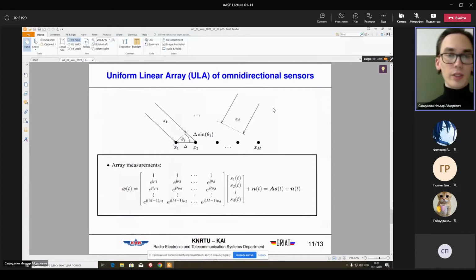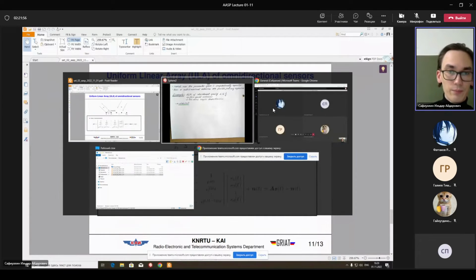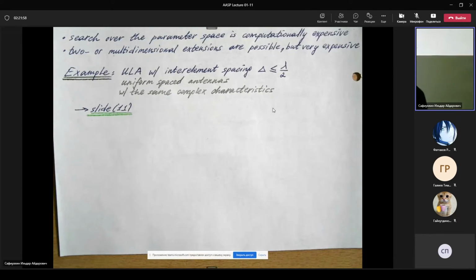And here you can see that we have number of sensors equal to M, and the space between them is equal to delta. And you see we have the same delta between x1 and x2, then x2 and x3, etc. Sorry. First, I need to change the switch here. No. Let's go next.